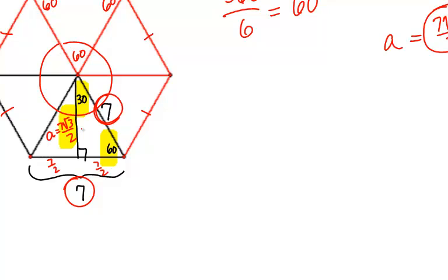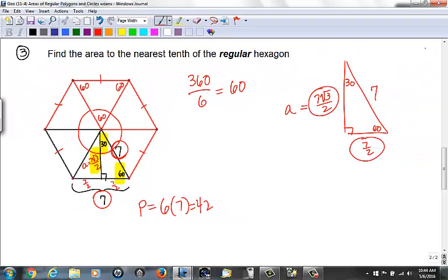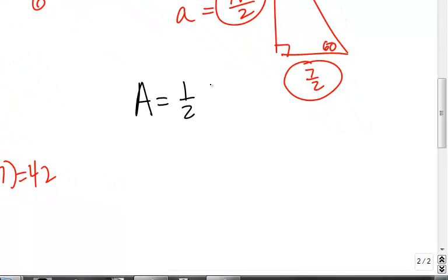Okay, so now we know the apothem. What we do need to get is the perimeter. There are 6 sides in a hexagon, so 6 times 7. Perimeter we know is 42. Okay, so now write down the formula. The area equals 1/2 the perimeter times the apothem. And the order doesn't matter. You can go apothem times perimeter.